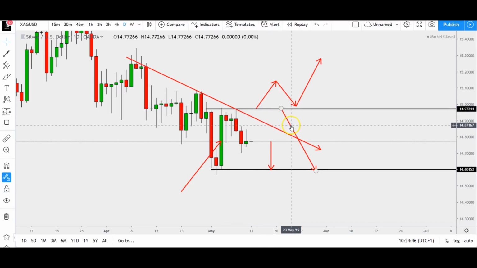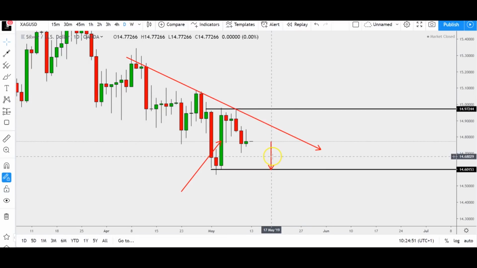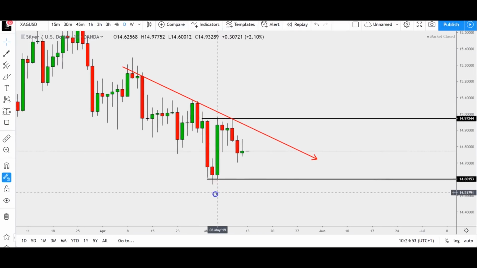So we'll see how this market structure plays out next week. It'll be very interesting, and I'm very much looking forward to trading silver to see how this plays out.